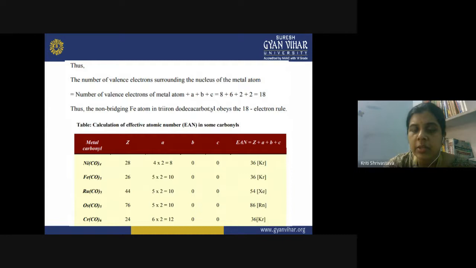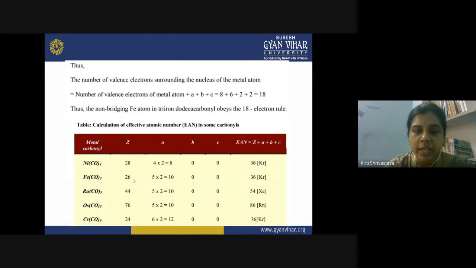So in this particular type of polynuclear metal carbonyl, we have seen that both types of metal atoms, whether they are in the bridging mode or not, obey the effective atomic number rule and the 18 electron rule. So these calculations can be done for different types of carbonyls. Some examples are given here. For tetracarbonyl nickel, we have already performed the calculation and it comes to 36, the same as krypton. Then pentacarbonyl iron.